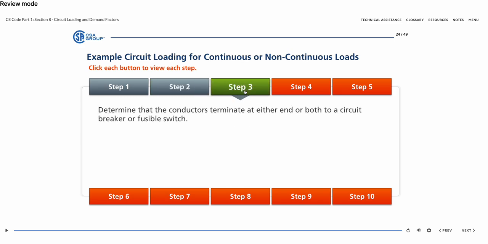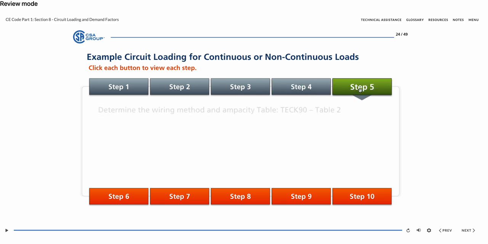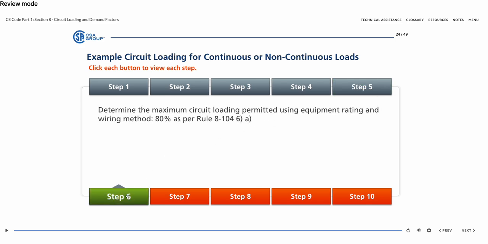Step 3. Determine that the conductors terminate at either end, or both to a circuit breaker or fusible switch. Step 4. Determine the fusible switch or circuit breaker's continuous operation rating, 80%. Step 5. Determine the wiring method and ampacity table, Tech 90, Table 2. Step 6. Determine the maximum circuit loading permitted using equipment rating and wiring method, 80% as per 8-104-6A.